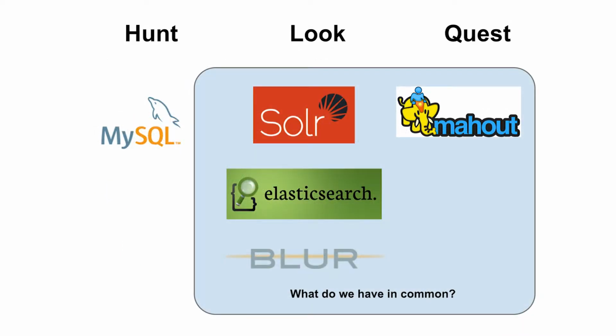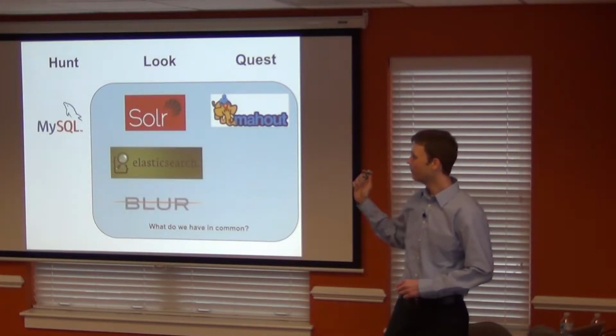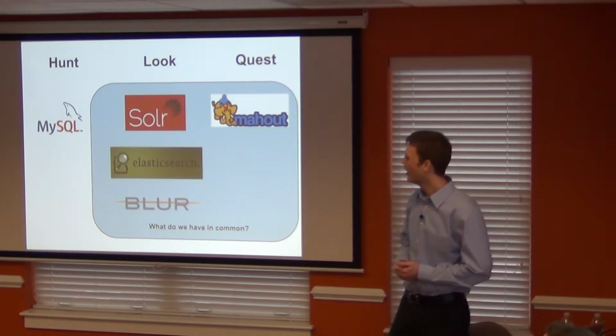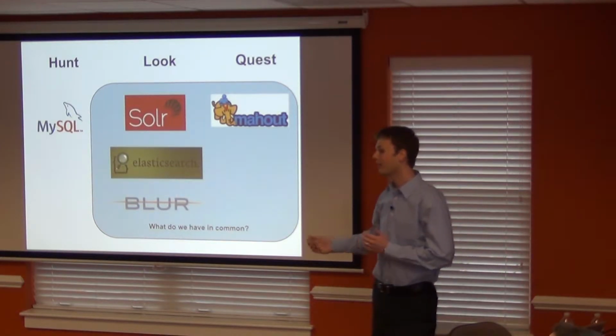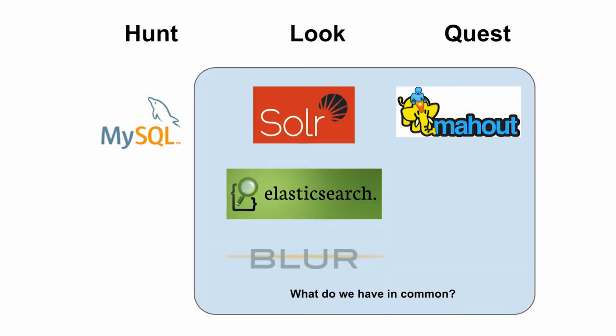All right, so I kind of distilled down these different categories. So we have hunt as MySQL, so that's kind of let's generate the SQL query. And yeah, MySQL, SQL commands is a form of search. I wouldn't say it's a higher level form of search, but it is a form of search. Look is Solr, Elasticsearch, and Blur, which is what we're going to be talking about a little bit later on.